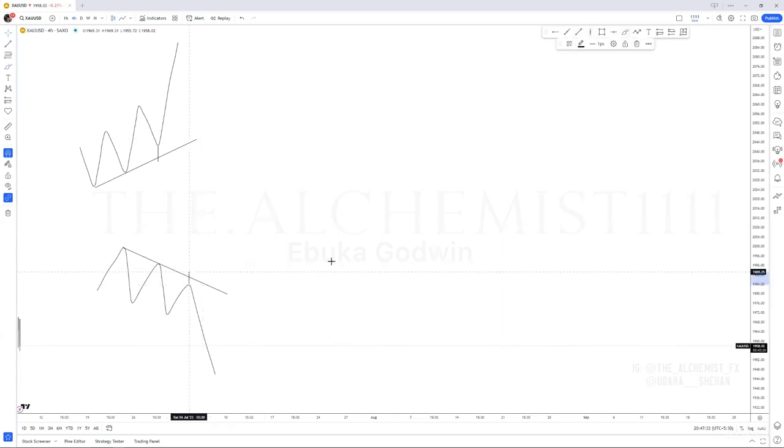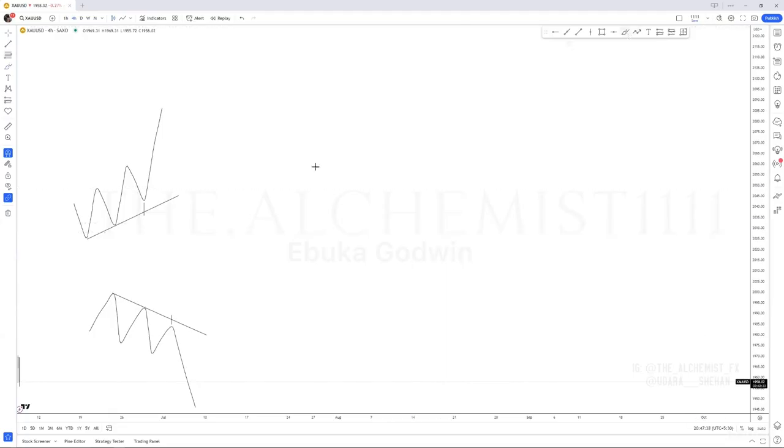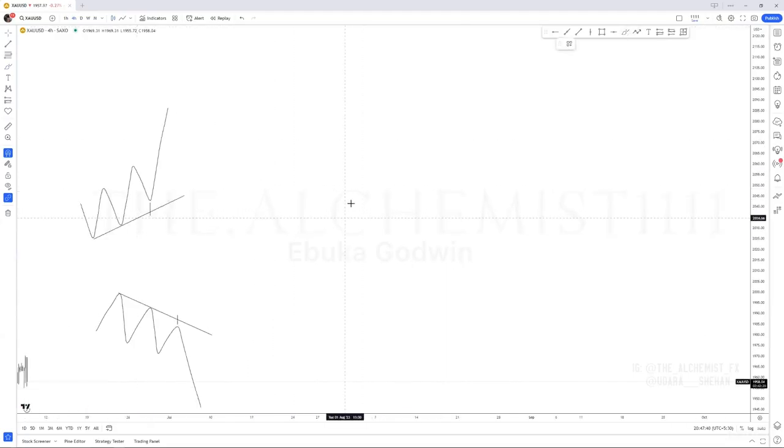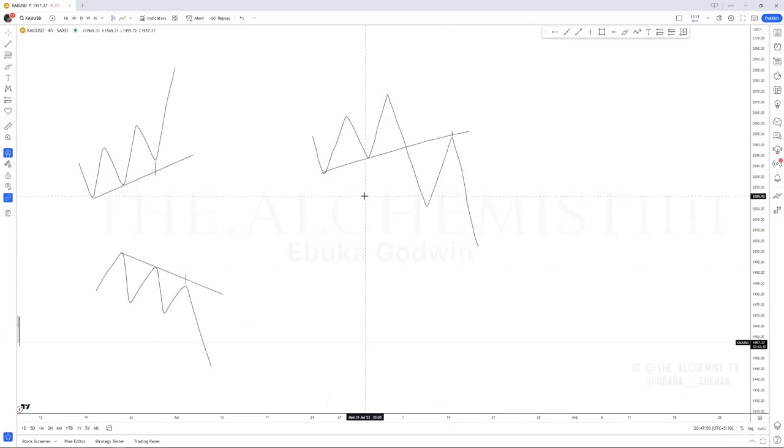Now, these are my favorite types of TLs, trend lines. The next one would be a break and retest trend line, very simple, something like this. This is what we call a break and retest trend line. If it is broken, you could expect it to act as a resistance once again.